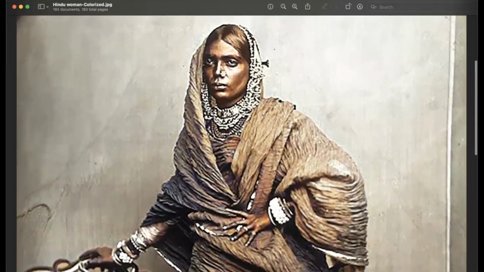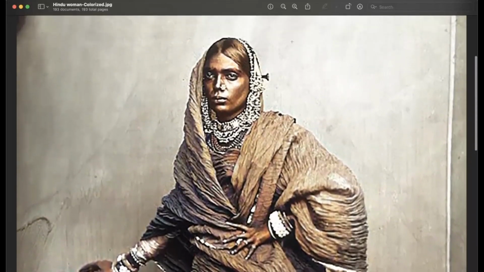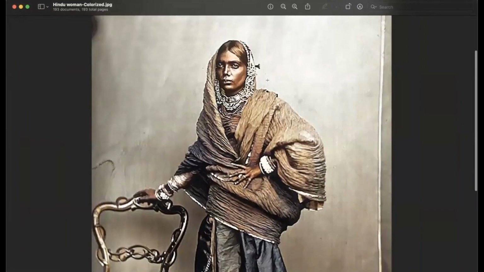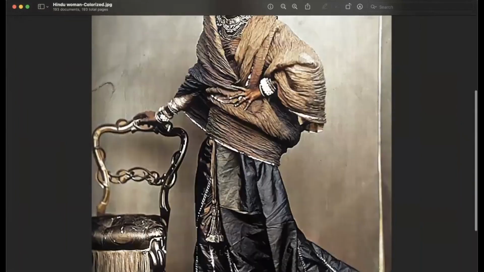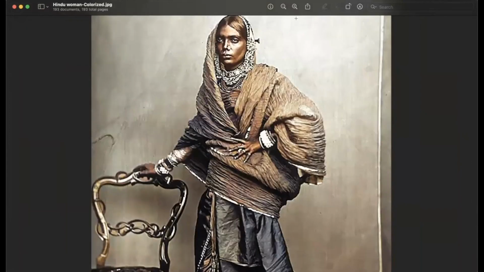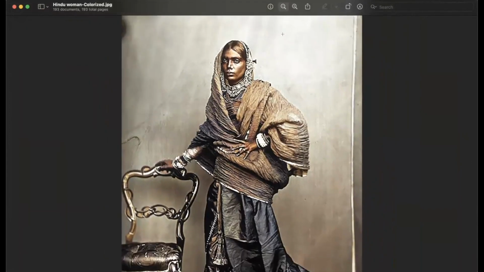Another Hindu woman, as you guys can see here, very swarthy. All right, look at the gear. I believe this was one of the wives of an emperor. He had a couple of wives they were shown in the pics. This was one of them.